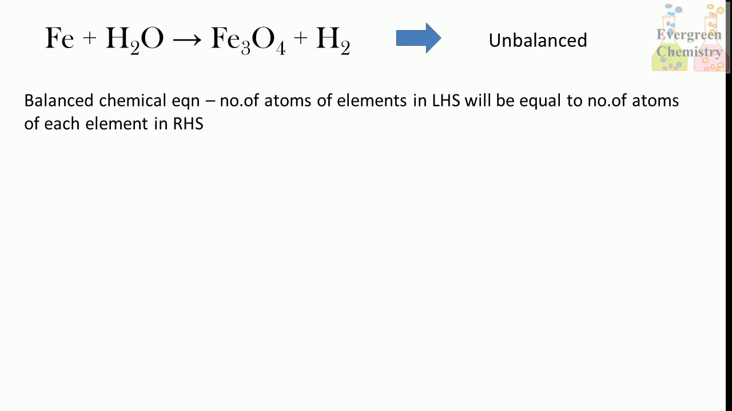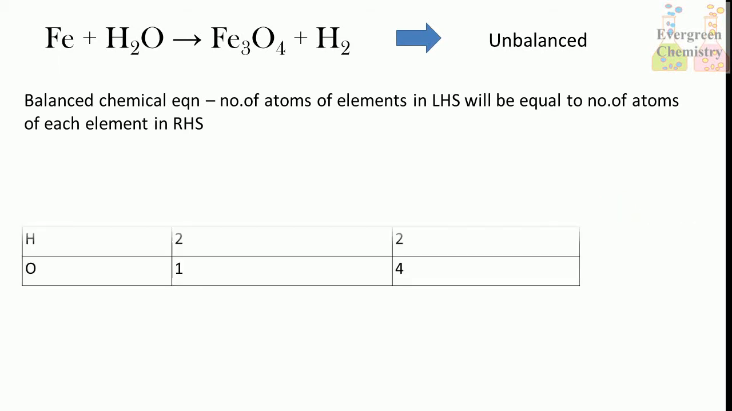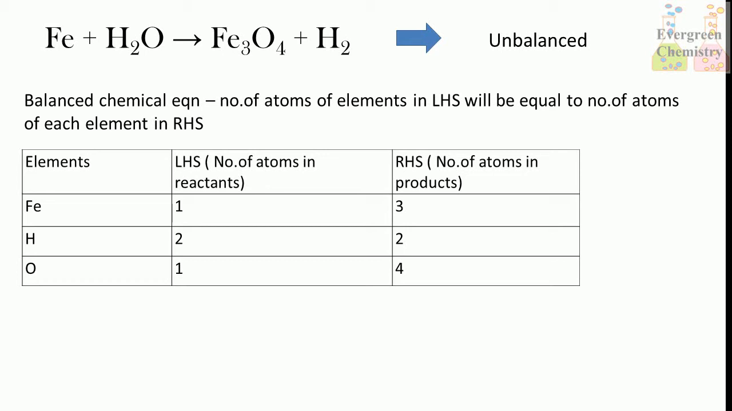So firstly, draw boxes around each formula in LHS and RHS. This means while balancing, you cannot change the chemical formula. We can only equalize the number of atoms by multiplying the coefficient x with an effective number. Secondly, list the number of atoms in LHS and RHS like this.